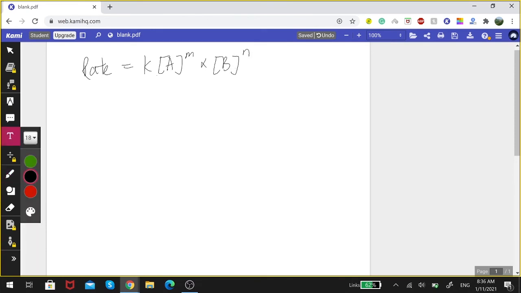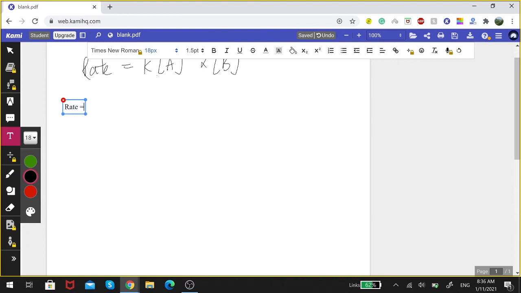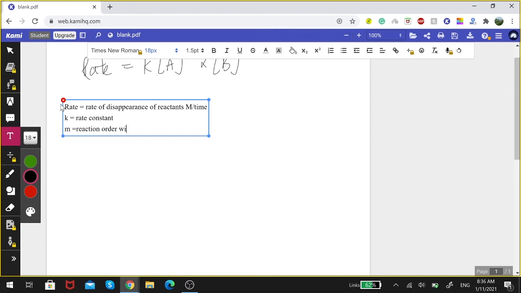And we can do this by using rate is equal to K times concentration of reactant A to the m power, times concentration of reactant B to the n power. Now in this case, rate is the rate of disappearance of reactants, in molar over time. K is the rate constant. This constant depends on what the reactants are and the temperature. M is the reaction order with respect to A. N is the reaction order with respect to B.